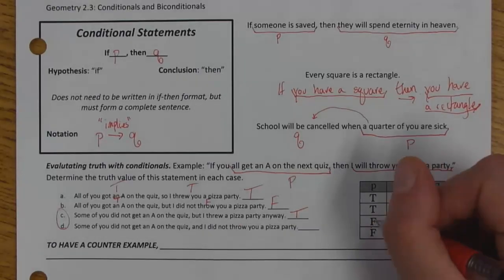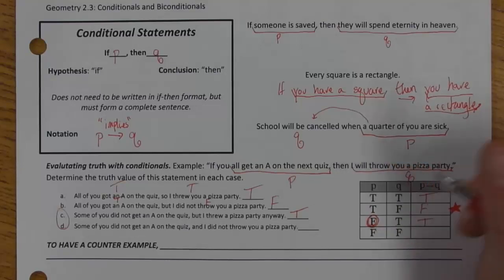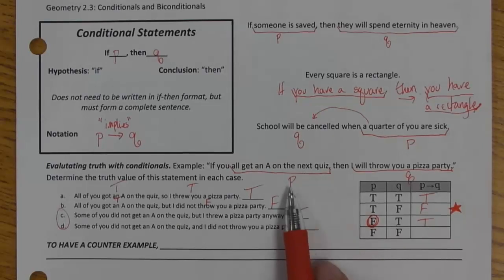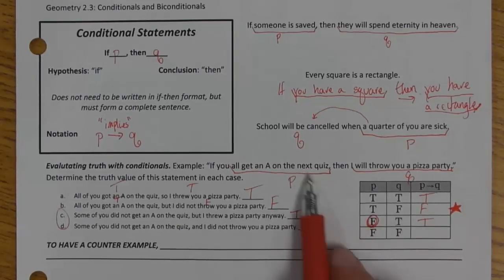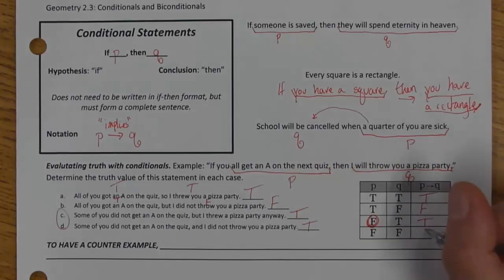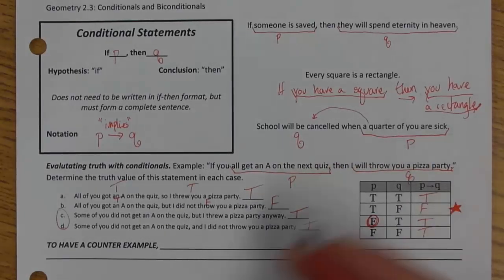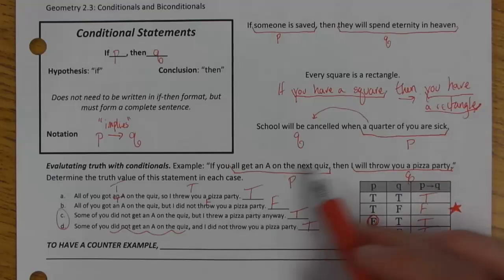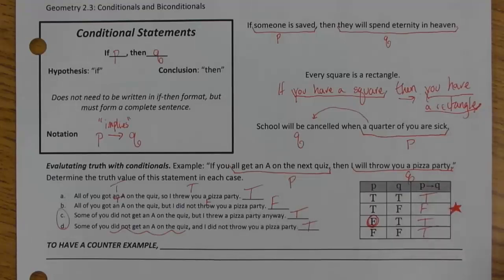So anytime the hypothesis is false, it really won't matter what I do afterwards because I can't mislead you because we never actually started. The same thing happens down here. If some of you didn't get an A on the quiz and I didn't throw you a pizza party, I'm still not a liar because, again, we never met this first requirement. So you can't even say that I didn't go to the second one because, well, we just don't know.